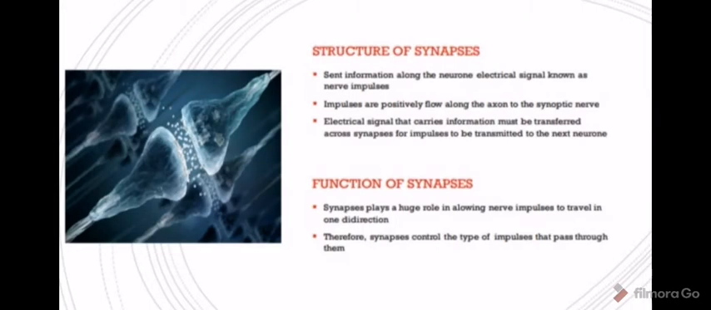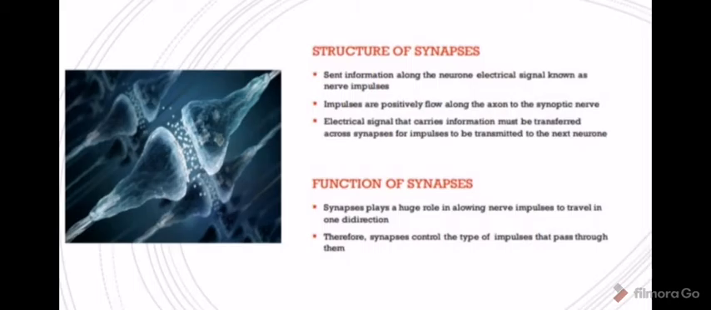Structure and functions of synapses. Information is sent along the neuron through electrical signals known as nerve impulses. Impulses are positively charged waves that flow along the axon to the synaptic knob. There is a narrow gap called a synapse that separates the synaptic knob from the neuron dendrites that receive the impulses. Electrical signals that carry information must be transferred across synapses for impulses to be transmitted to the following neurons.